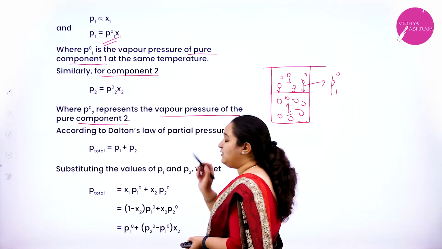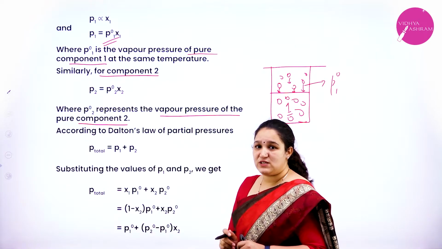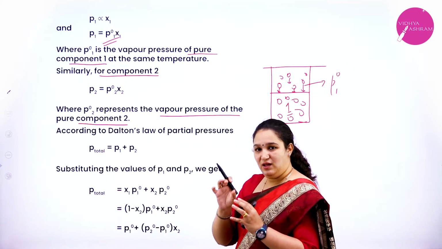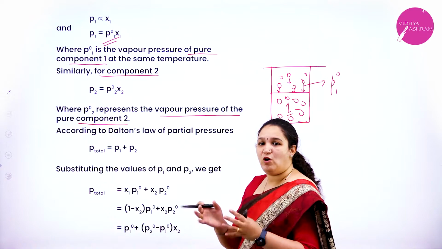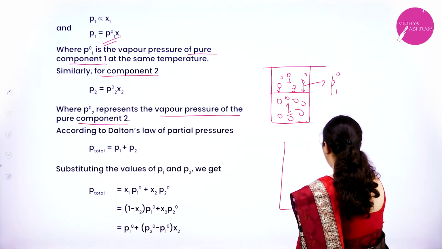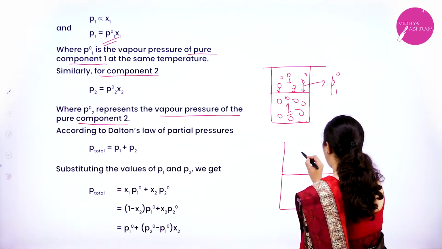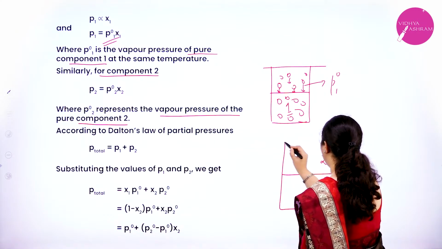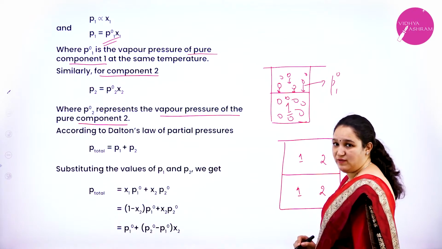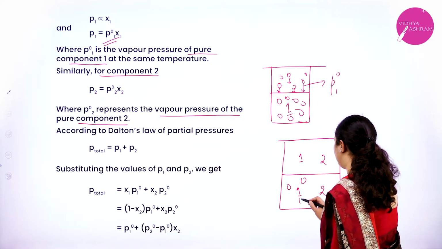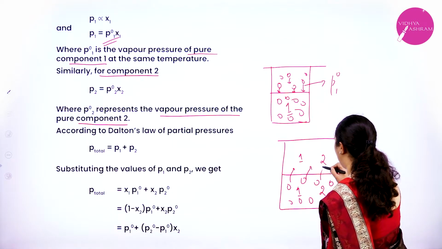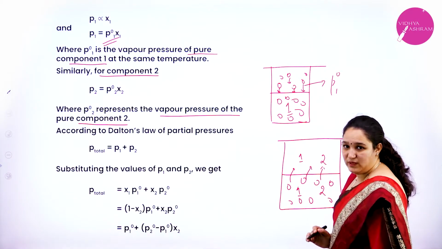According to Dalton's law, you all have studied in your first year, what is total pressure? Total pressure is the sum of the partial pressures of all the gases which are present. So in the vapor phase now, I have two components, correct? I have component 1 and component 2 in the vapor phase. I have component 1 and component 2 in the solution phase. This is my solution phase, in which both the components are present and they have evaporated into the vapor phase. Here I have both the components, correct?